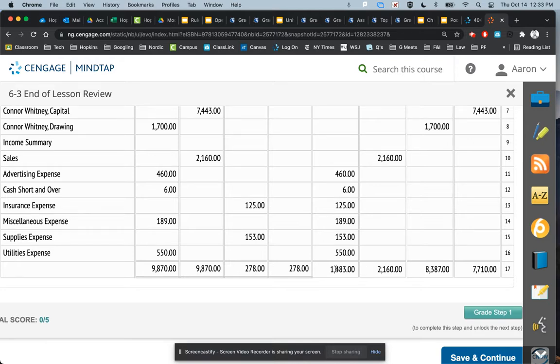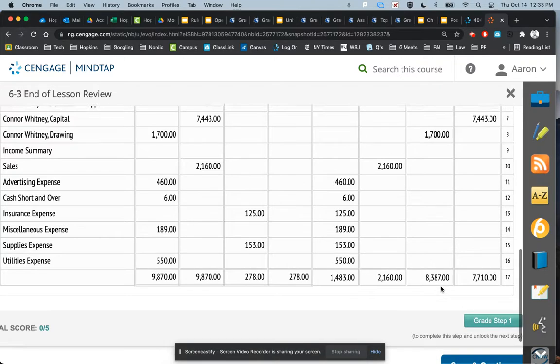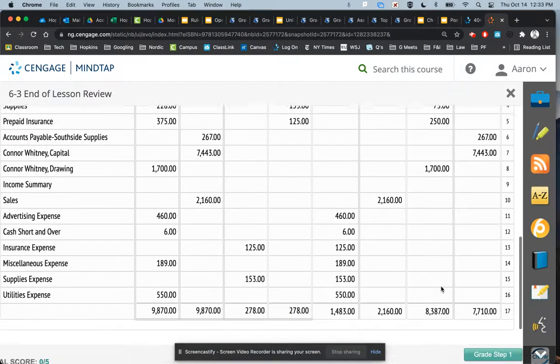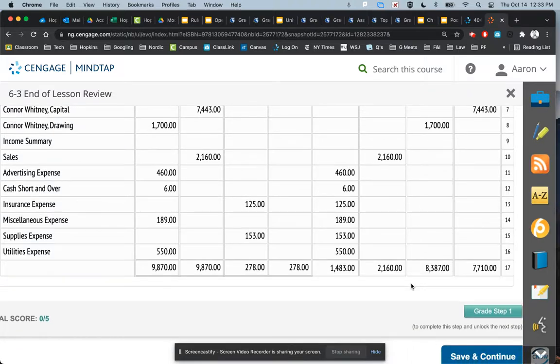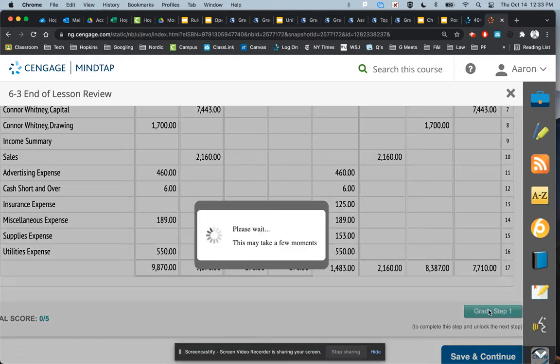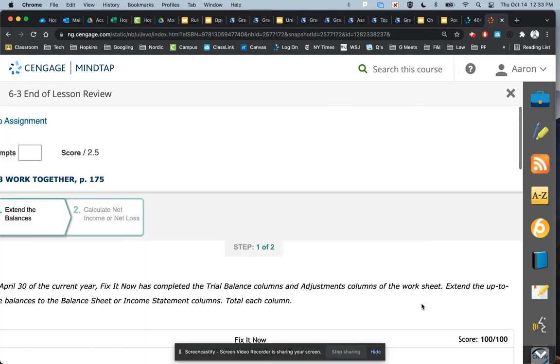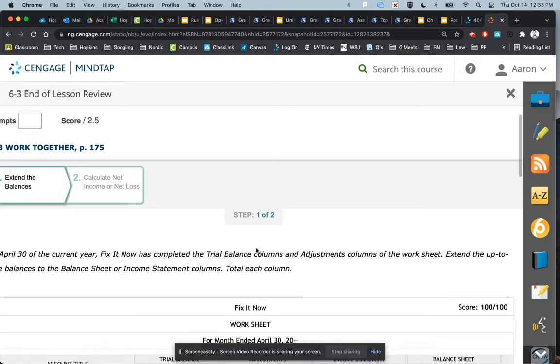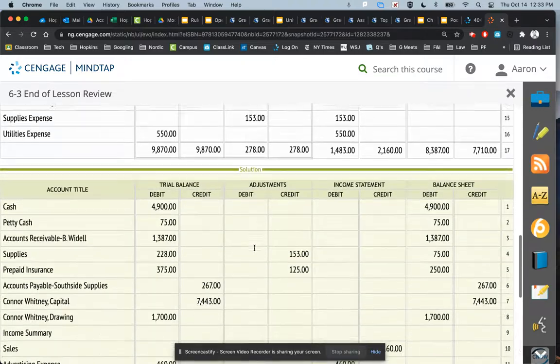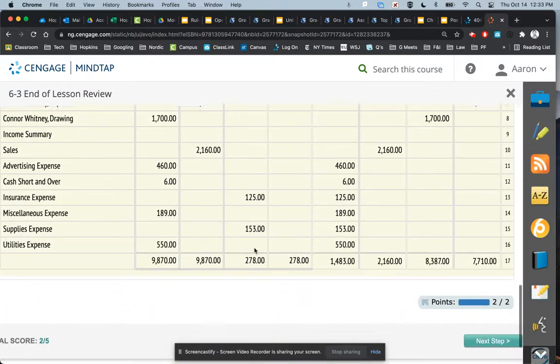$2,160. They had expenses of $1,483. So net income is going to be the difference in that. The balance sheet, though, debits do not equal the credits, and that's okay for right now because in the next step, we will make sure that they equal, because ultimately they do have to equal each other. All right, so check our answers there.